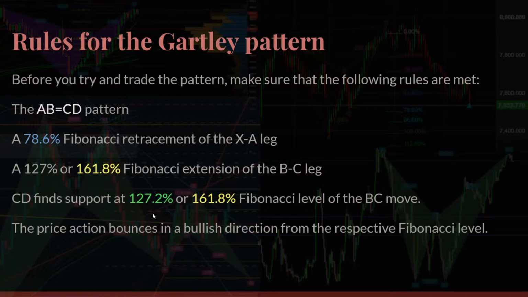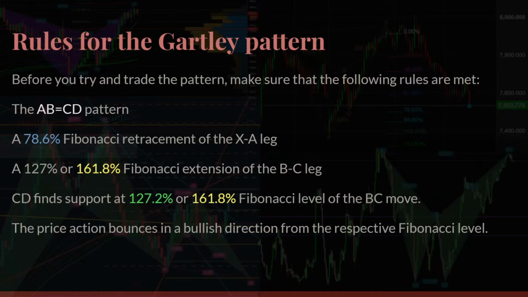So if the CD finds support at the 127 or 161 Fibonacci level of the B to the C move, that is another confirmation. If it bounces in a bullish direction from the D leg, then that's one of the first signs that it is trying to hold that level and trying to move in favor of that pattern.